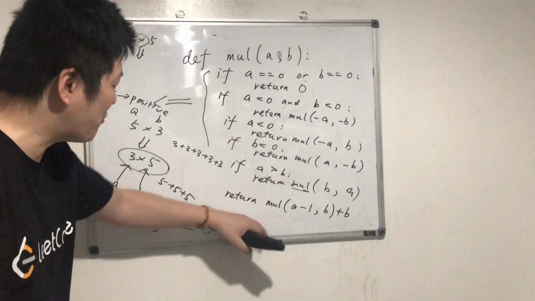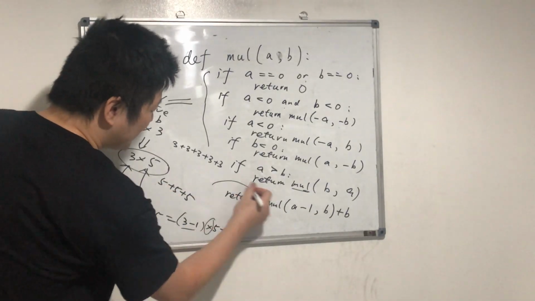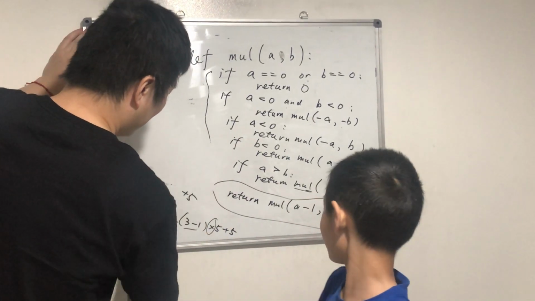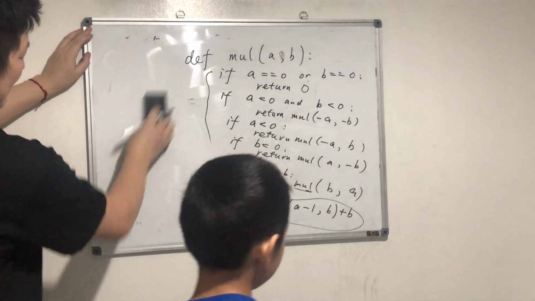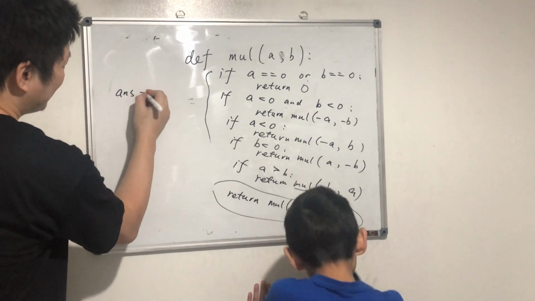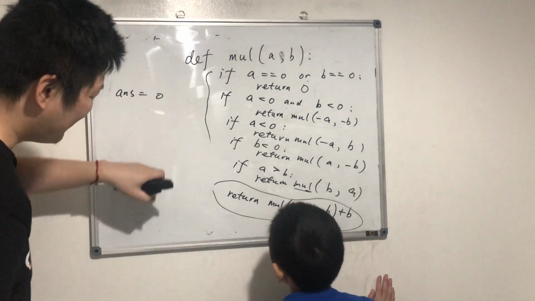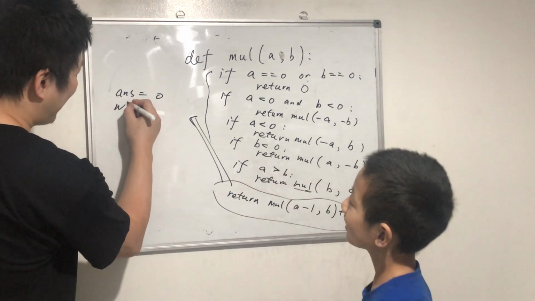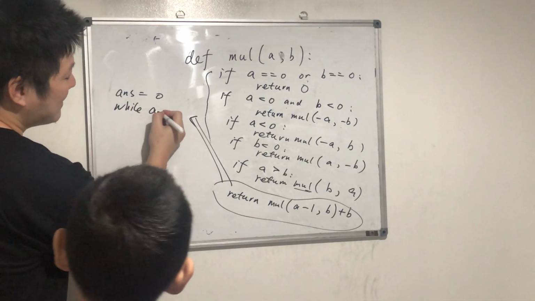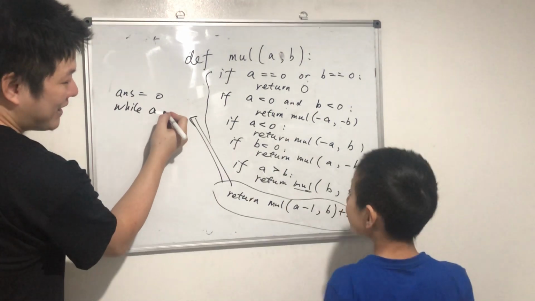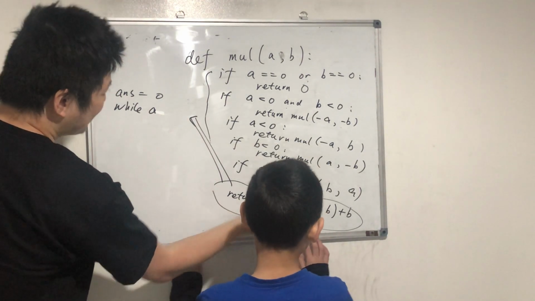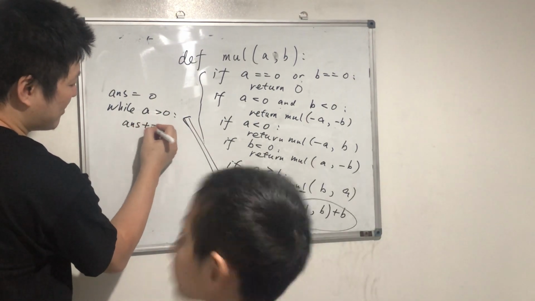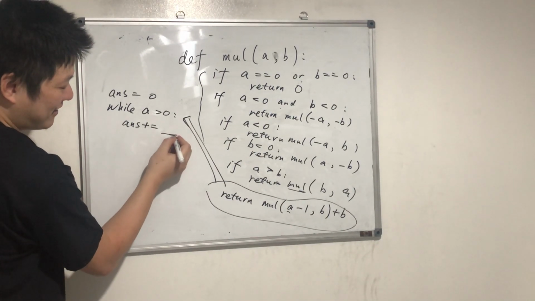Okay. So how can we turn this into an iterative solution? If we don't want to use this recursion, we want to do it using iteration. So we add the answer here: answer equals 0, right? How can you turn this into a while loop? While A is bigger than 0, right? And what should we do? Answer plus equals what?